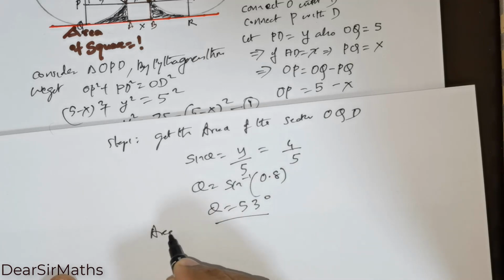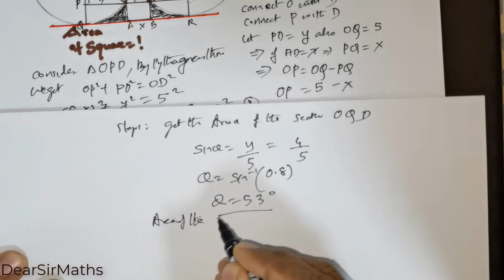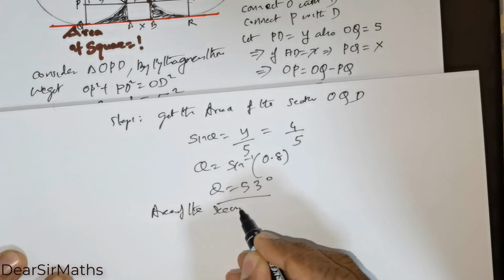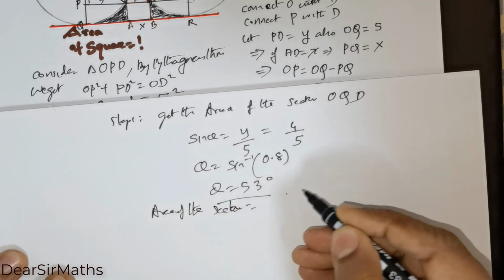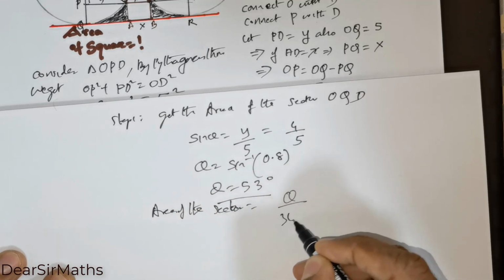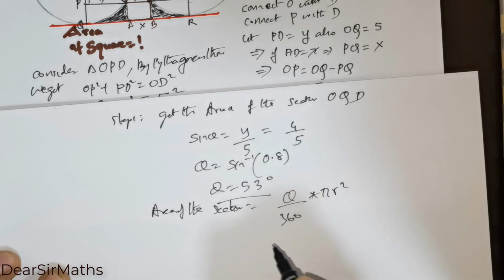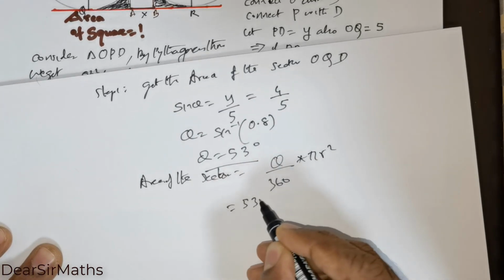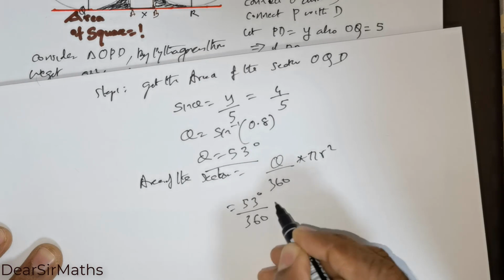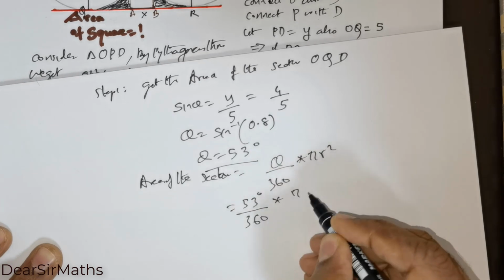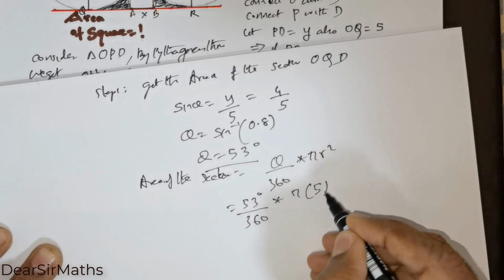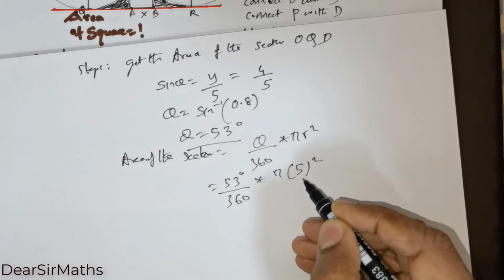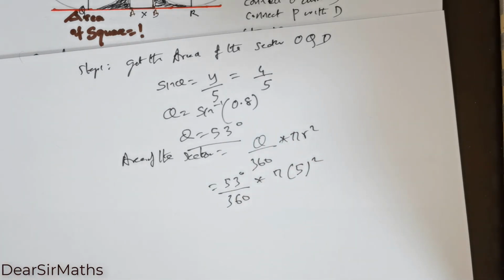So area of the sector is theta divided by 360 multiplied with pi r squared. Theta is 53 degrees divided by 360. Pi is retained. Radius is 5 squared. So this is 25.